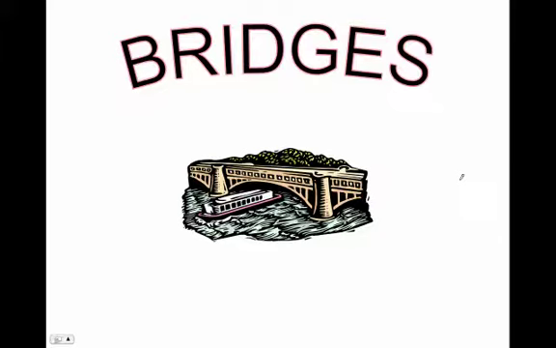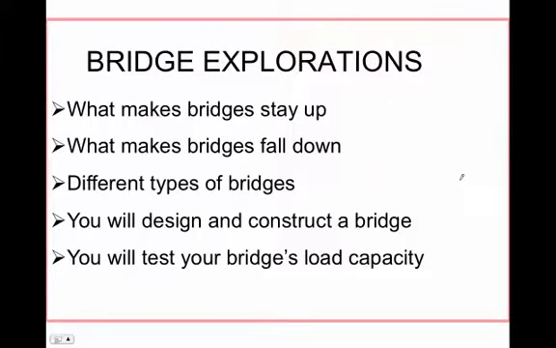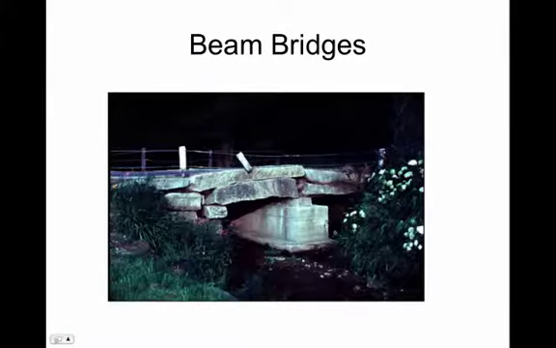Let's look at bridges and deal with the different types of bridges. In particular, we want to talk about what makes bridges stay up and fall down, the different types of bridges, and then eventually you're going to design and construct your own bridge. So there are four major types of bridges. The first type is something called a simple beam bridge, which is just a horizontal block supported by pillars or columns.